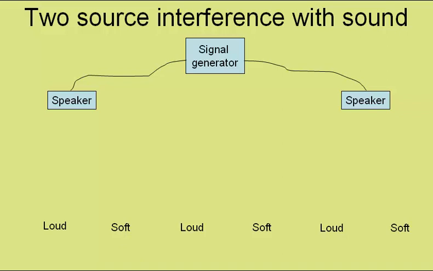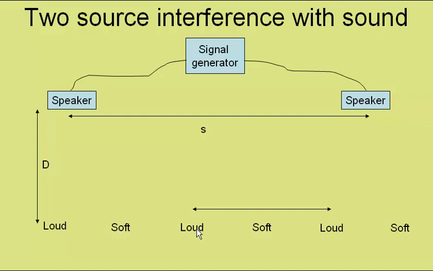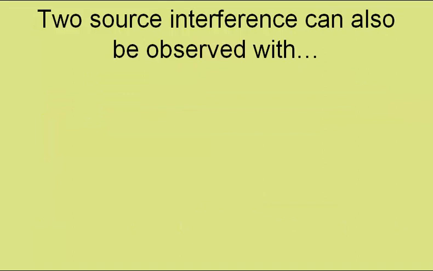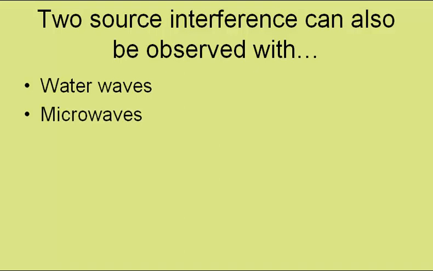Using the same symbols as previously, we have the speaker separation being S, that links to the slit separation from previously. Distance from speakers to where we hear the sound, this distance would be D, which equates to the distance from slits to screen previously, and the distance from one loud sound to the next, or the fringe separation, is W. Two-source interference can also be observed with water waves in a ripple tank and with microwaves.